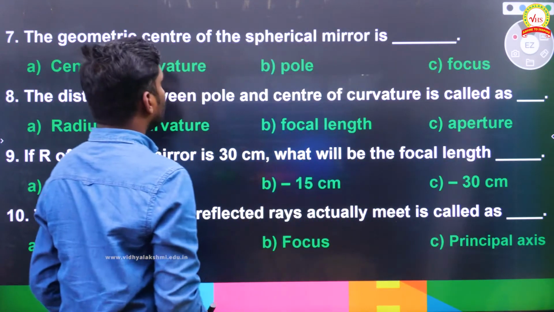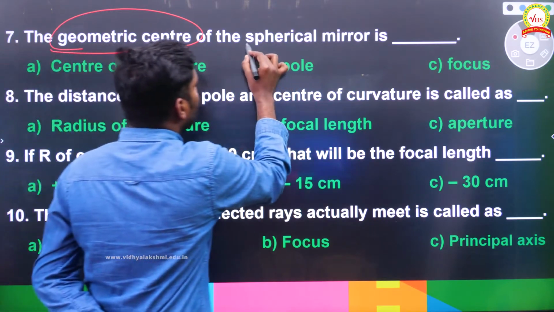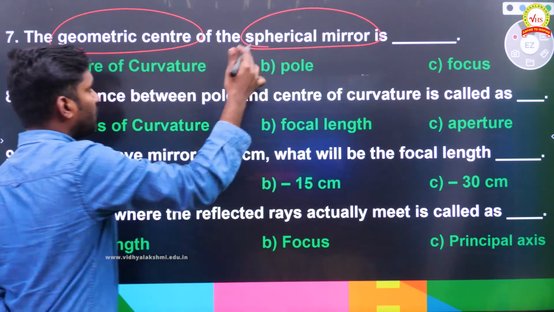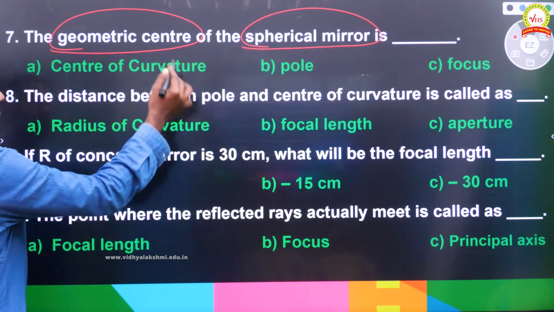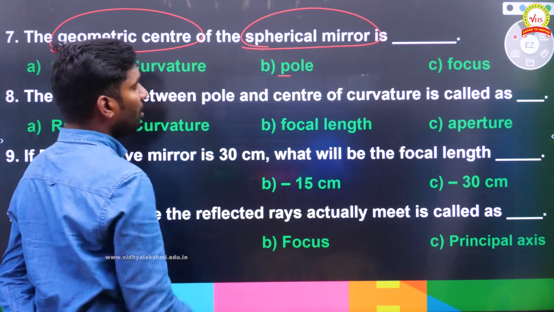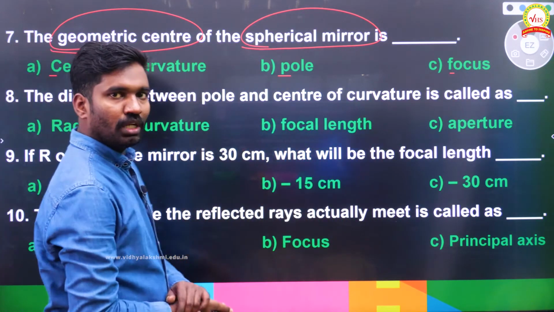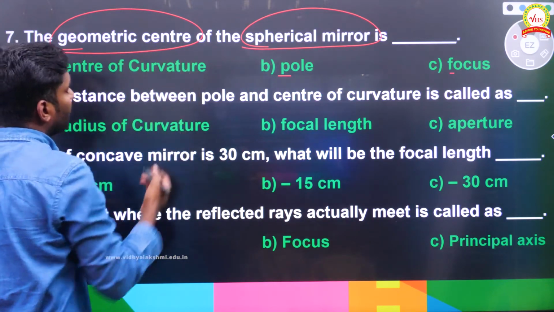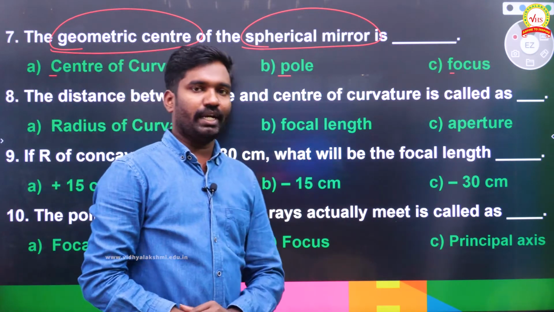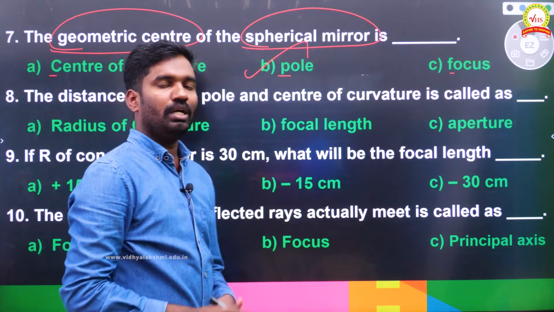The geometric center of the spherical mirror is called as dash. The options: center of curvature, pole, focus. So what will be your answer? The answer will be pole. In the question they are asking about the geometric center, the center point of the spherical reflecting surface, which is called the pole. So the answer will be option number B.